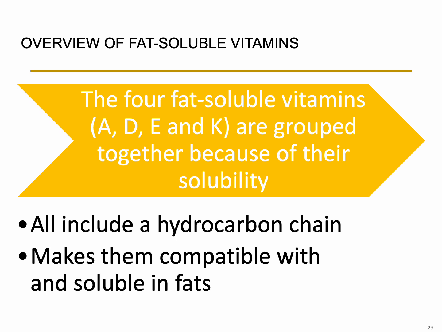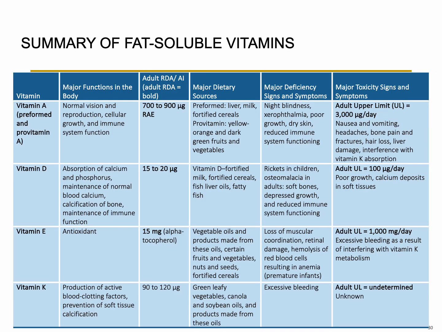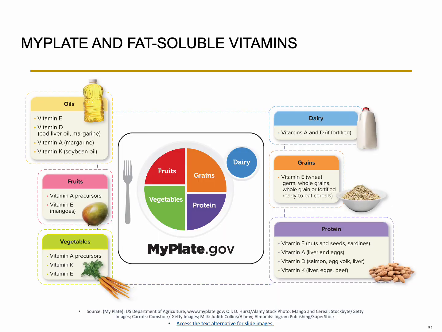So the four fat-soluble vitamins are grouped together because they all include a hydrocarbon chain, a little bit similar to the fatty acids we looked at a couple chapters ago. And of course, this makes them compatible and soluble with fats. This chart just provides a good overview of what we'll be looking at over the next many slides here. And here we have a good overview of some of the sources of the fat-soluble vitamins that we're looking at today.